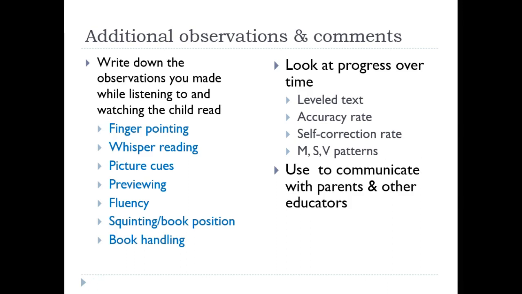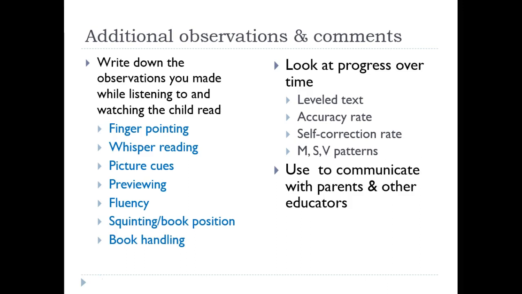Additional observations and comments. As you're doing your running records, it's important to document other behaviors that you observe while the child is reading and you're watching them read. Are they finger pointing? Are they whisper reading? Do they use picture cues? Do they preview the text before reading? How's their fluency? Is it monotone? Is it robotic? Is it smooth? These are all pieces of information that you need to consider in addition to just conducting a running record. Book position. How is the child handling the book? Is he or she squinting? Book handling. All these pieces really give you more insight into a child's reading behaviors.